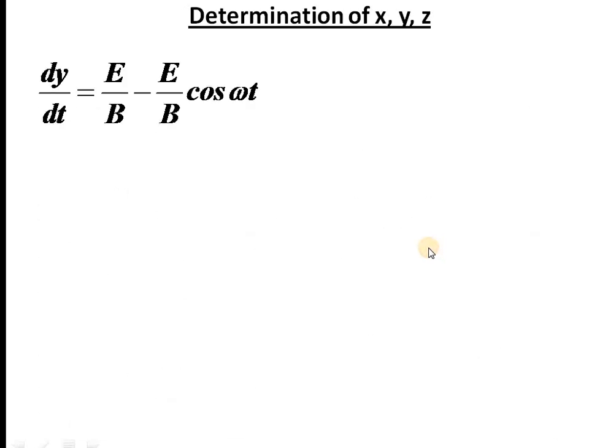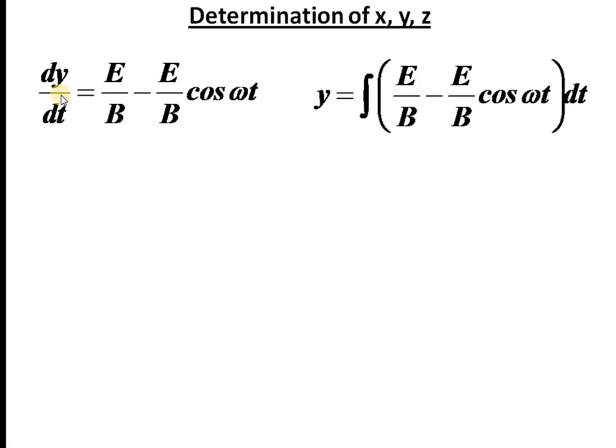First start with y, because x is already 0. So dy by dt is equal to this one, and you can find the corresponding y. You know it as a differential equation, so for that, simply integrate this equation. So we'll have y is equal to the integral of (E by B minus E by B cos omega t) dt. Okay, so we will get the y.